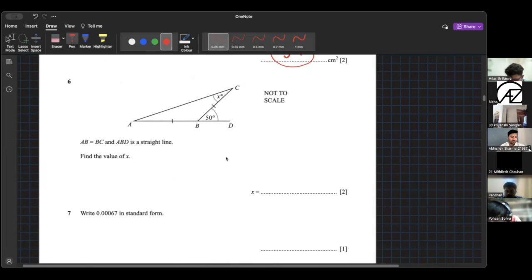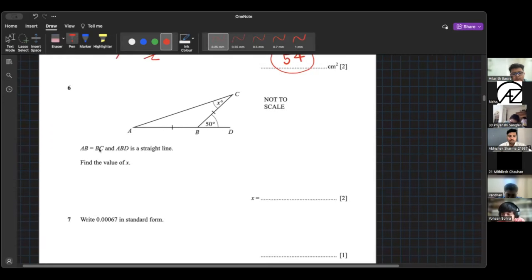Question number 6. It says AB is equal to BC in length, and ABD is a straight line. Find the value of x. So the value of x is marked over here. If AB and BC are equal in length, that makes the triangle an isosceles triangle, right? So if this is 50 degrees, it's a straight line, so definitely this is going to be 130 degrees, right?